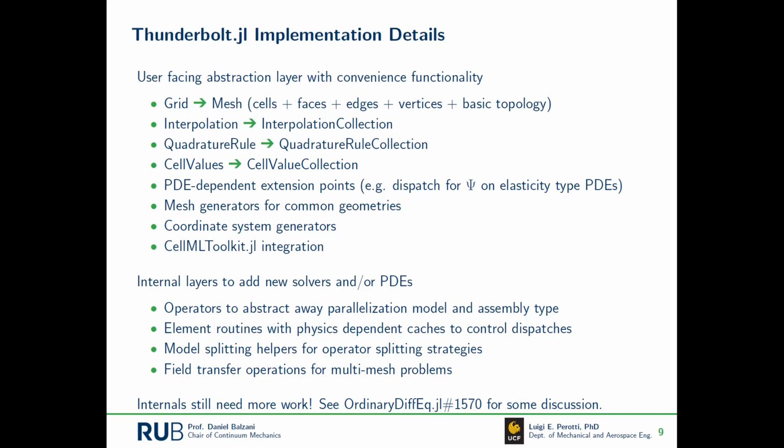We have PDE-dependent extension points. For example, if we have elasticity type equations, we usually just want to define the energy, and everything else can be automated here. We also have mesh generators for the common geometries, for example for the idealized LV and the ring. They are hand-optimized generators, which generate very nicely structured grids. We have coordinate system generators for all the specific cases, and we have the CellML toolkit integration to import many existing CellML models into our framework and use them directly.